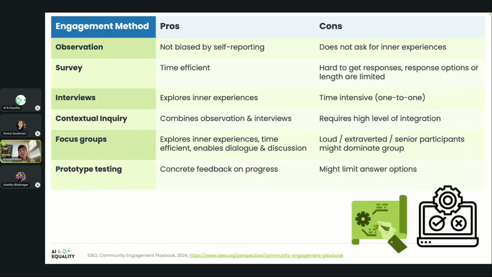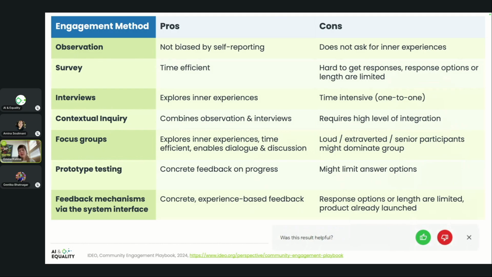Prototype testing. That's basically when you show a first prototype that you have of your system and then get feedback on it. So it's very concrete, but obviously once you have a prototype, people won't say the idea of your whole project is bad. Or they might not dare to say this. So it obviously already limits a little bit on what's on the table in the discussion.